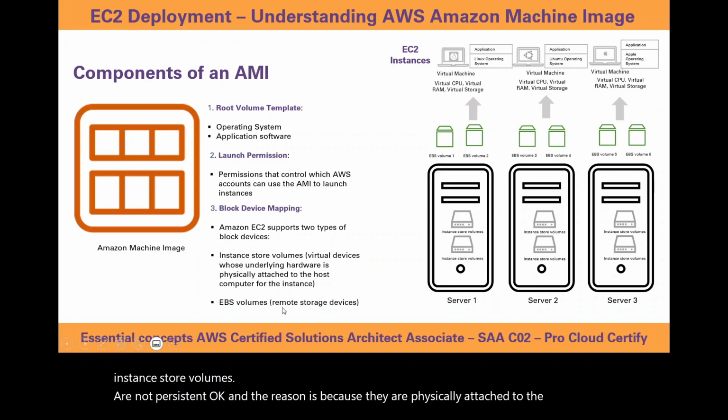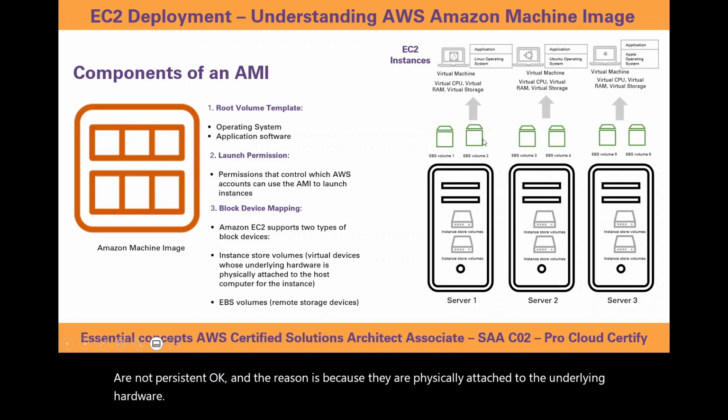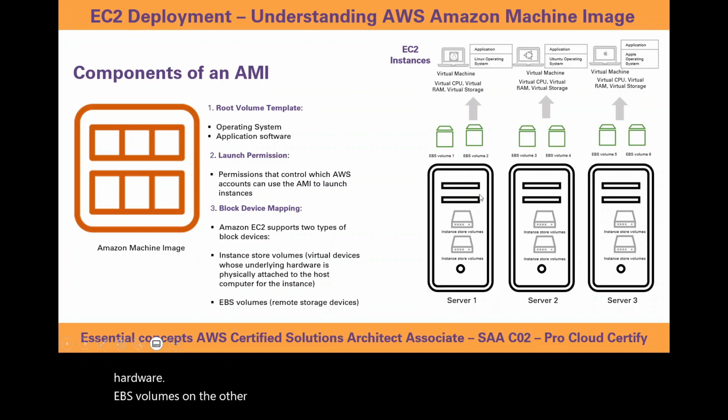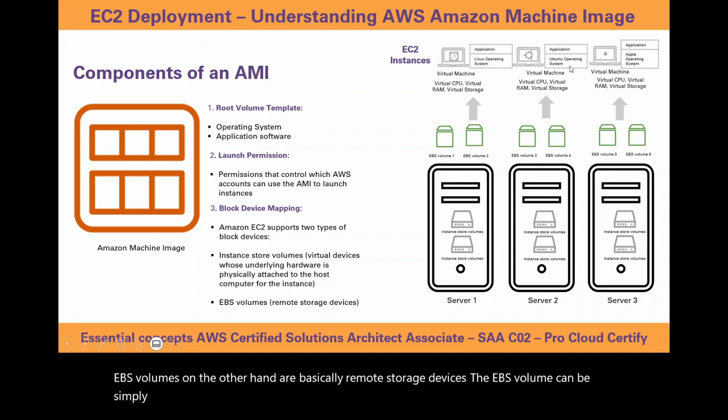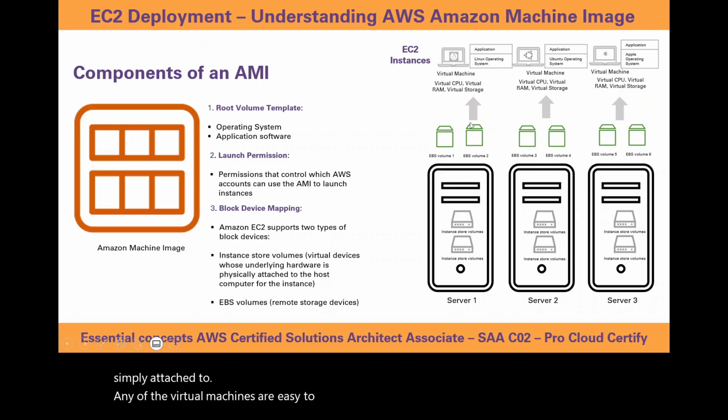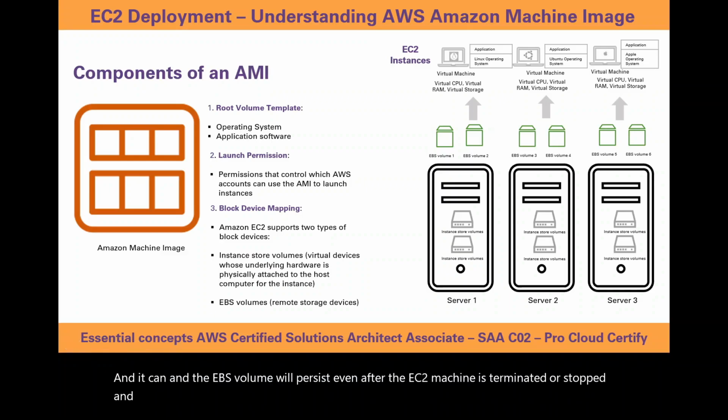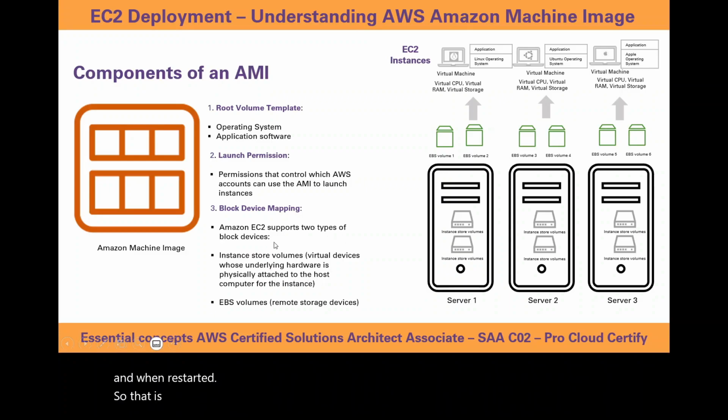EBS volumes, on the other hand, are basically remote storage devices. The EBS volume can be simply attached to any of the virtual machines or EC2 instances, and the EBS volume will persist even after the EC2 machine is terminated or stopped and when restarted. So that is the meaning of selecting between an instance store volume or an EBS volume.